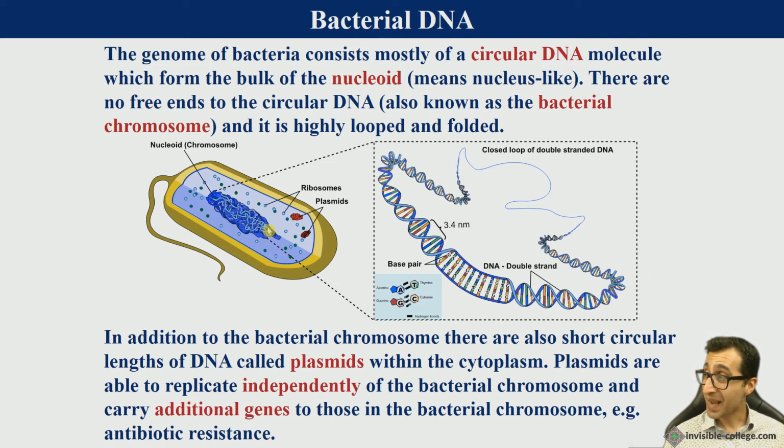So, in addition to this bacterial chromosome that's found in the nucleoid, you also sometimes find these smaller loops of DNA called plasmids. Now, the plasmids are able to replicate themselves independently of the bacterial chromosome, and they sometimes carry additional genes which can be passed on to other individuals by horizontal gene transmission. Now, in the example of bacterial resistance, when one bacterium of a population develops resistance to a particular antibiotic, that gene which confers that advantageous characteristic can be passed to other individuals by these plasmids.